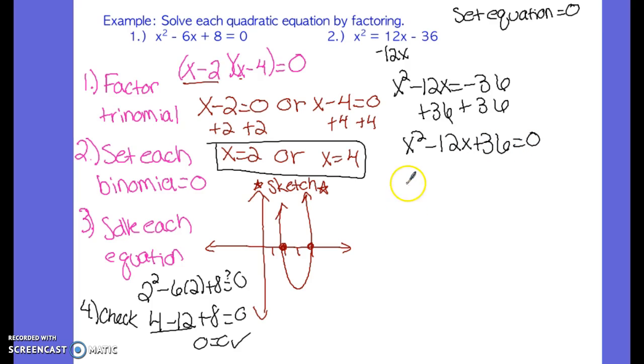Now, we're at step 1. We can factor the trinomial, since we have a trinomial. X and x will multiply to be positive 36 and add to be negative 12. Well, negative 6 and negative 6.